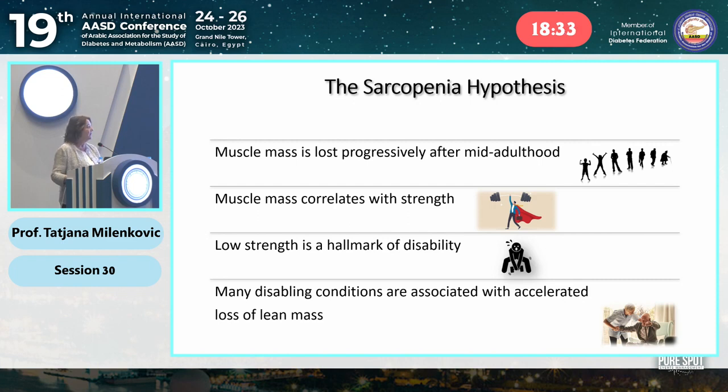So what is the hypothesis about sarcopenia? We know that muscle mass loss is progressive after mid-adulthood. Usually it is correlated with muscle strength, and of course low strength is a hallmark of disability. Many disabling conditions are associated with accelerated, even further loss of muscle mass because of inactivity. So this is how it goes during life.